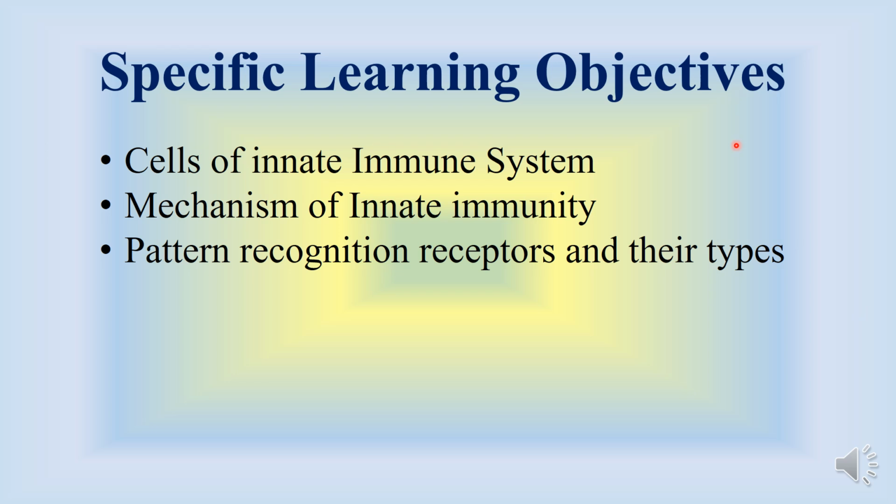So, let us take a look at the specific learning objectives of today's lectures. This lecture will focus on cells of innate immune system. It will also discuss about the mechanism of innate immunity, and it will talk about pattern recognition receptors and their types. So let us proceed with the lecture.